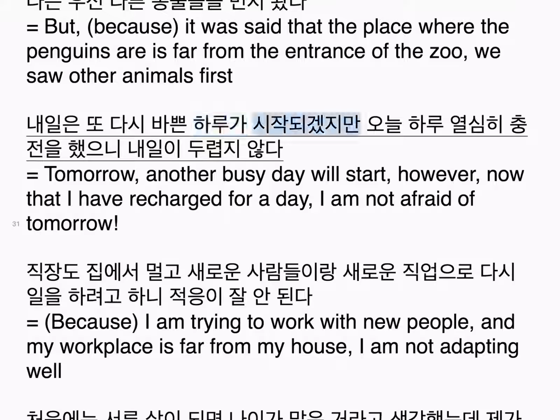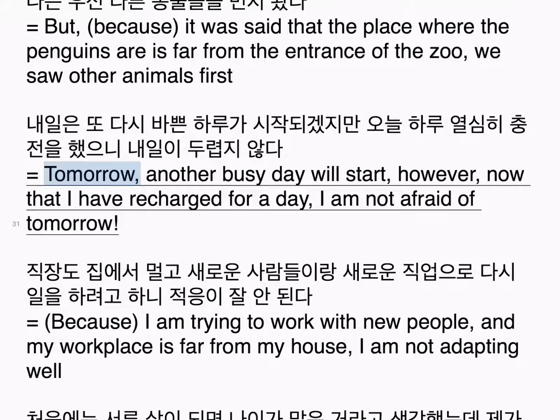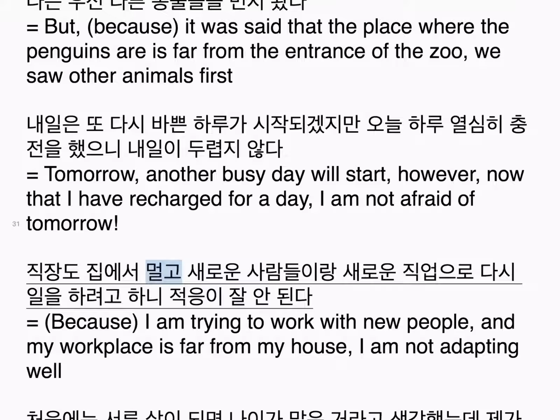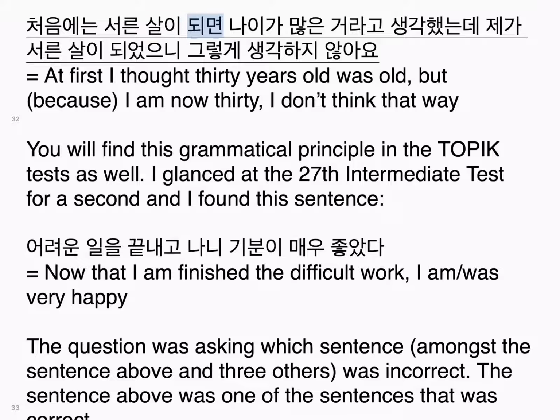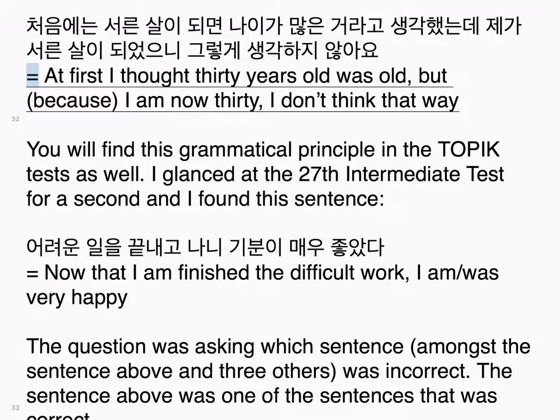내일은 또 다시 바쁜 하루가 시작되겠지만 오늘 하루 열심히 충전을 했으니 내일이 두렵지 않다. Tomorrow, another busy day will start. However, now that I have recharged for a day, I am not afraid of tomorrow. 직장도 집에서 멀고 새로운 사람들이랑 새로운 직업으로 다시 일을 하려고 하니 적응이 잘 안 된다. Because I am trying to work with new people, and my workplace is far from my house, I am not adapting well. 처음에는 30살이 되면 나이가 많은 거라고 생각했는데 제가 30살이 되었으니 그렇게 생각하지 않아요. At first I thought 30 years old was old, but because I am now 30, I don't think that way.